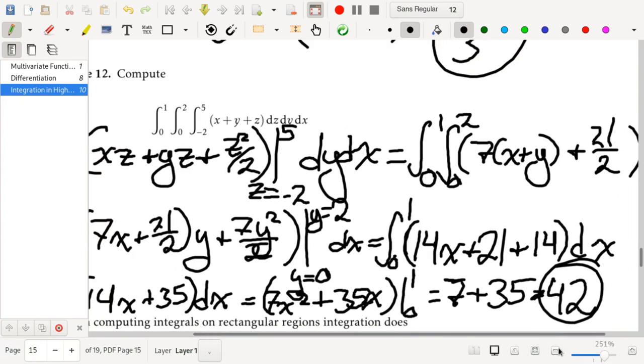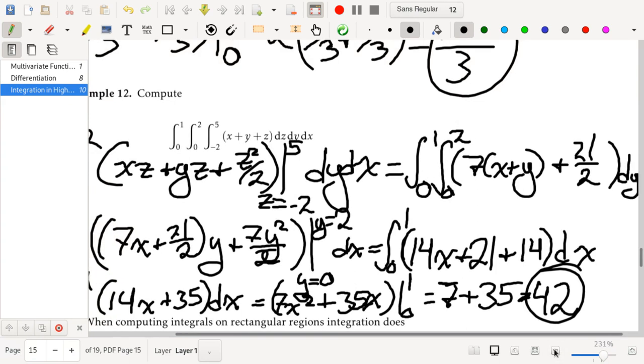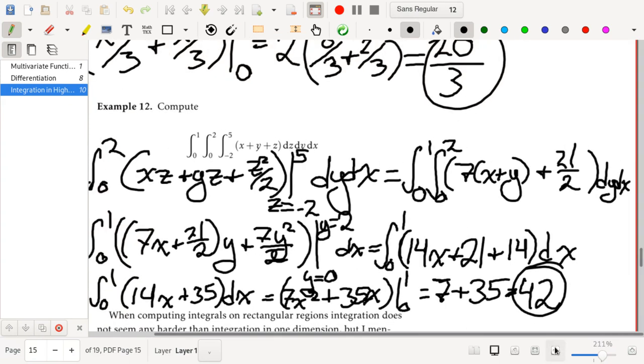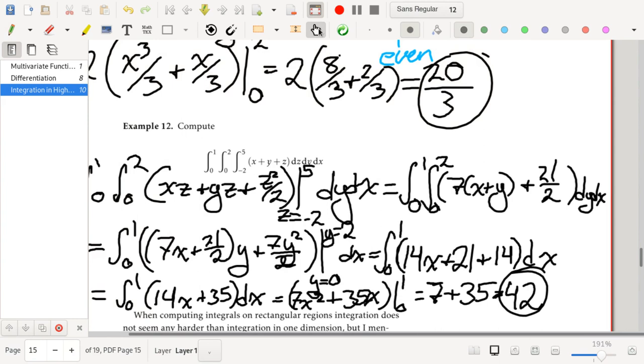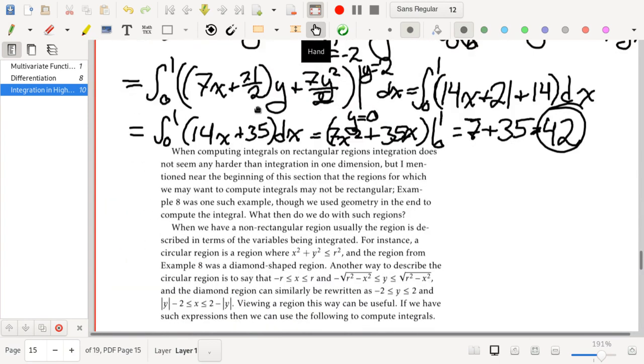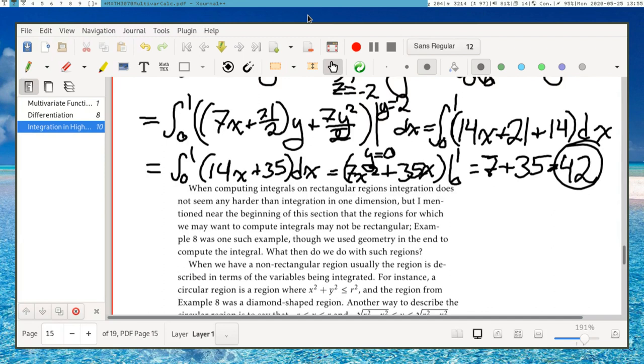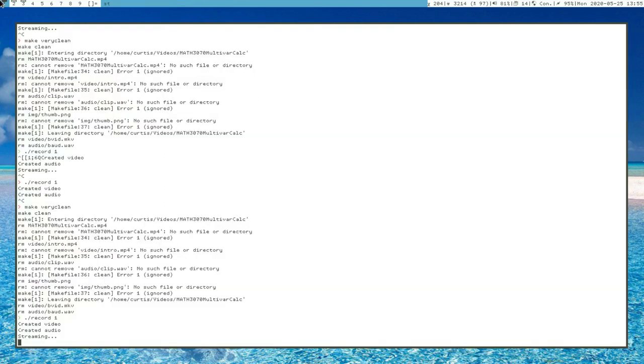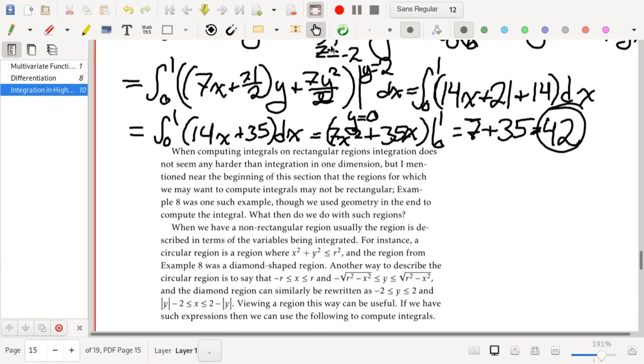So there's integration when you have a square region. And now we need to talk about the case when you don't have a square region. Or I guess not square, rectangular. Yeah, that's the better term. Rectangular region. We are still streaming, right? Yes, we are. Okay, non-rectangular regions.